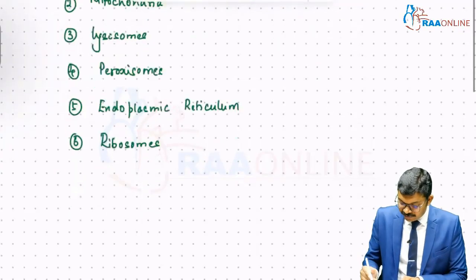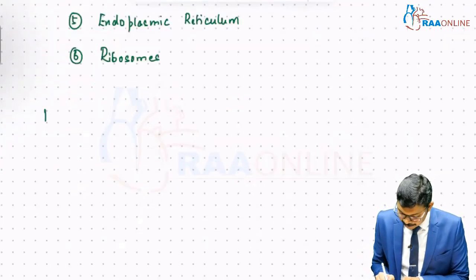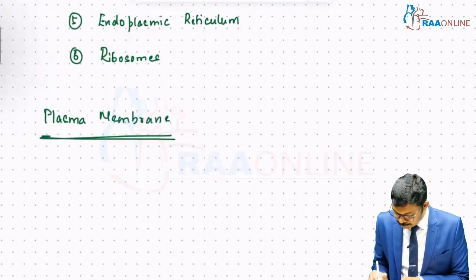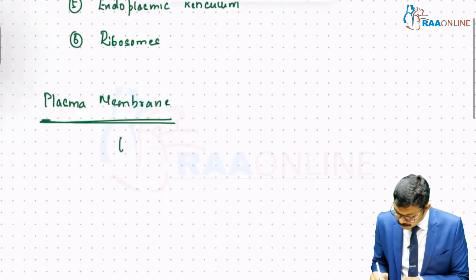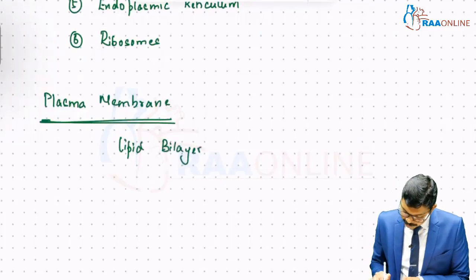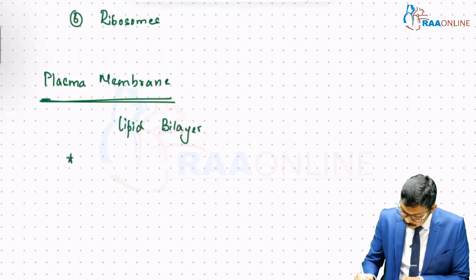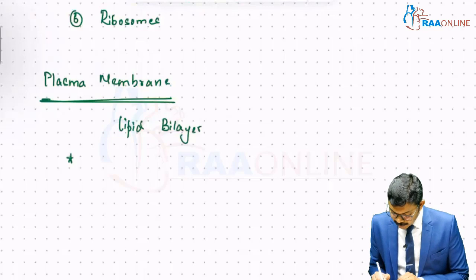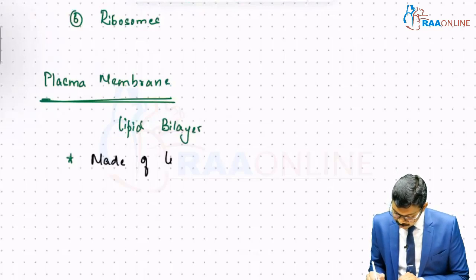Our discussion with the very first topic, and that's going to be plasma membrane. People, when it comes to plasma membrane, understand this: it is a bilayer. Plasma membrane is a bilayer, it is made of lipid. The very first word, put your focus here, what makes a plasma membrane? So plasma membrane is essentially made of lipids.